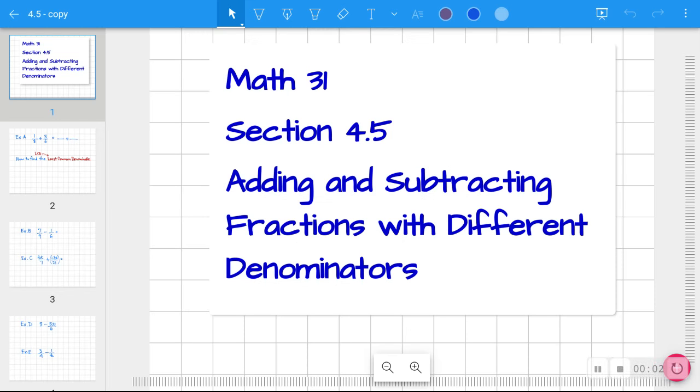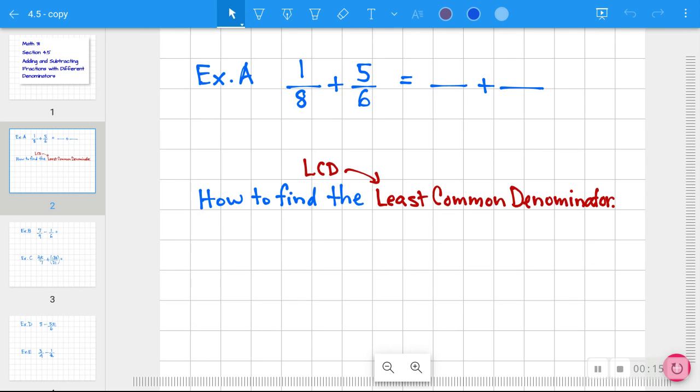Okay, this is Math 31, Section 4.5. In the last video, Section 4.4, we learned how to add and subtract fractions that had like denominators. In this one, we're going to be adding or subtracting fractions that have different denominators. Now, you have to fix that.